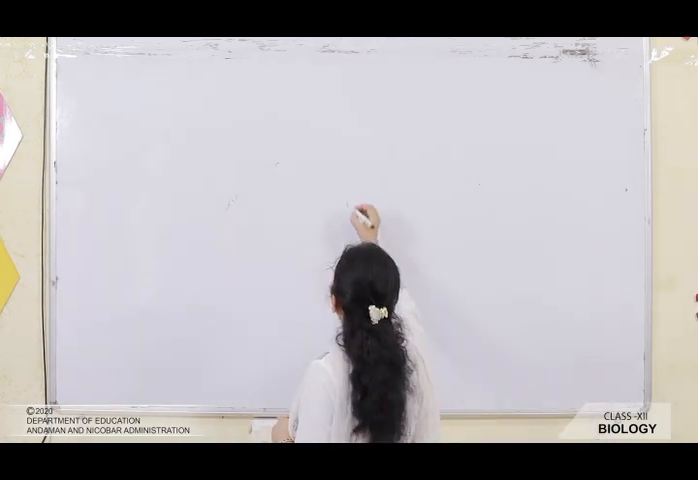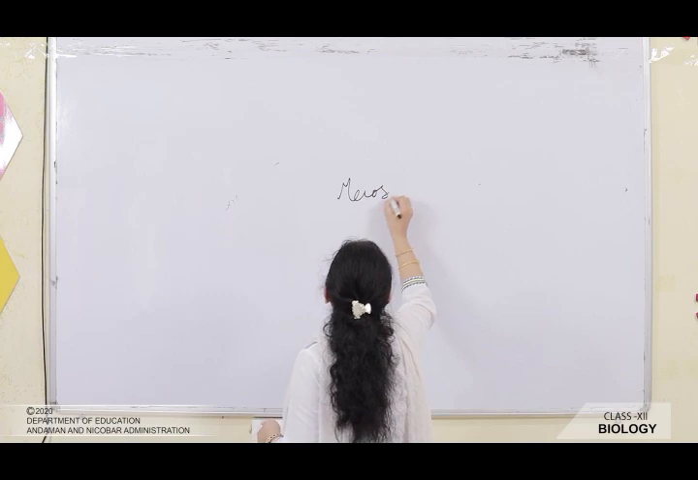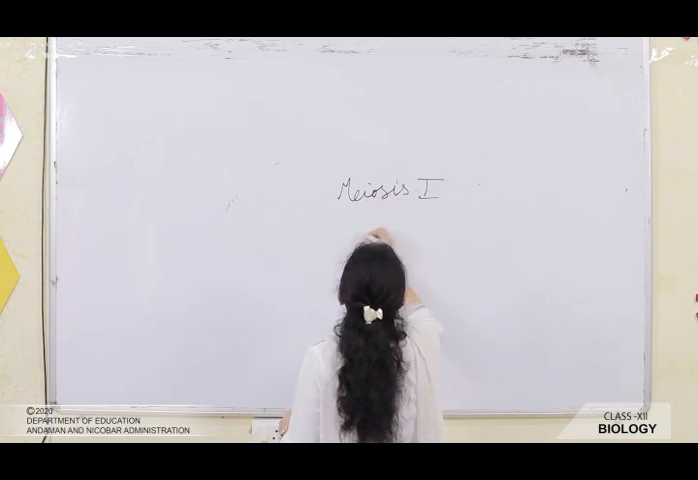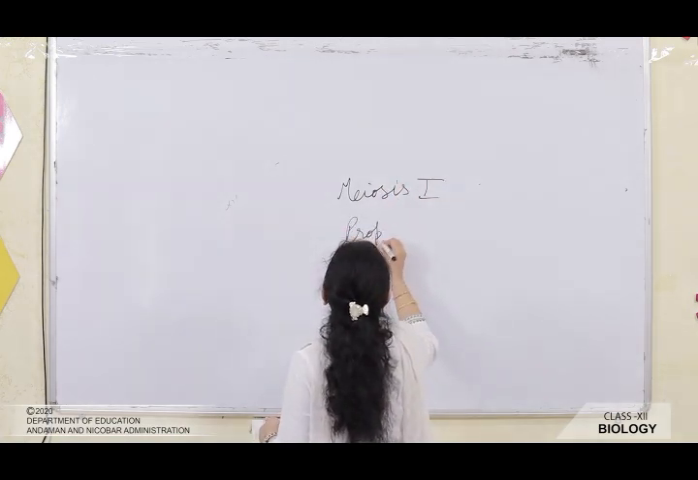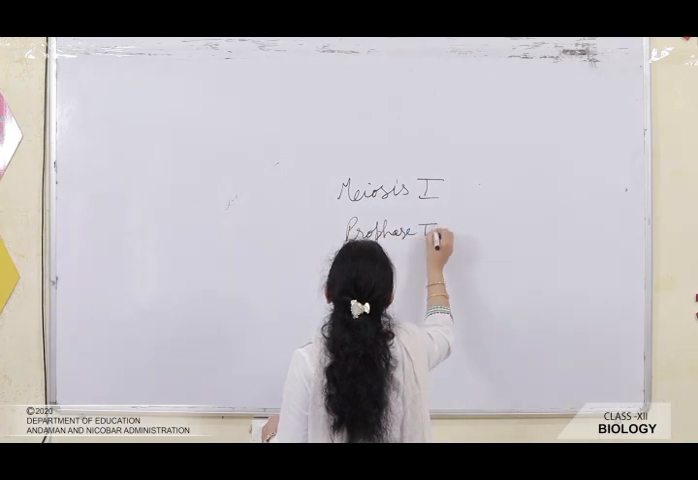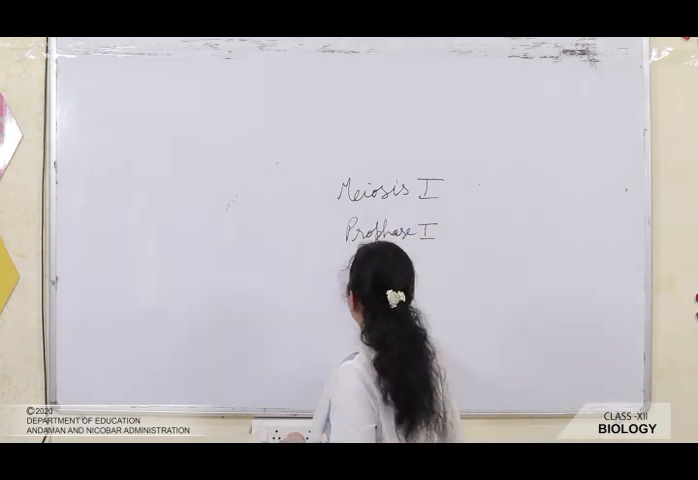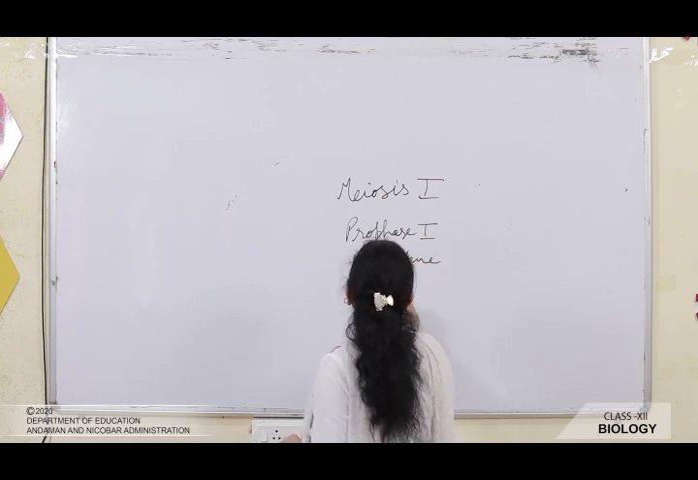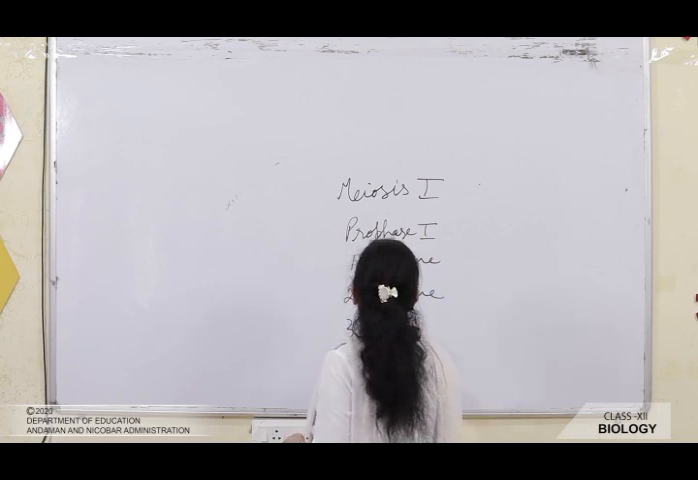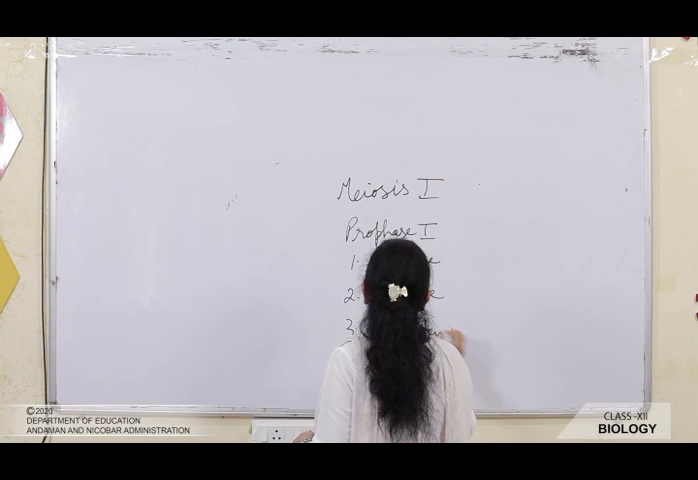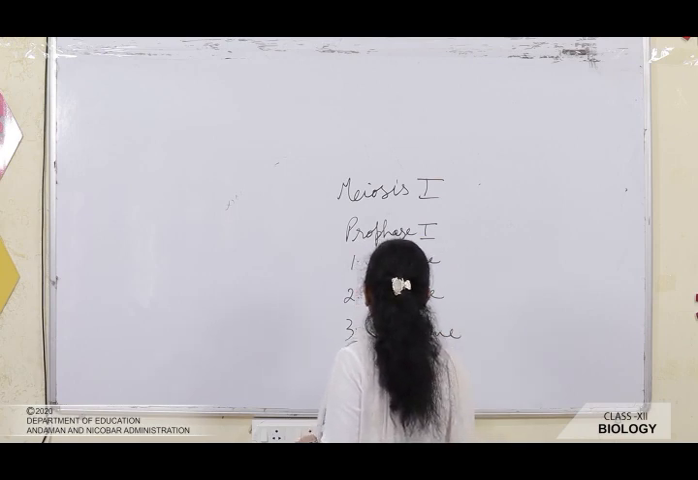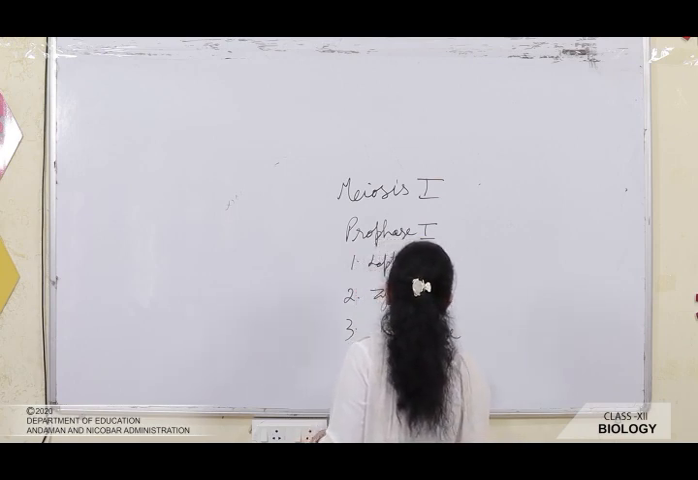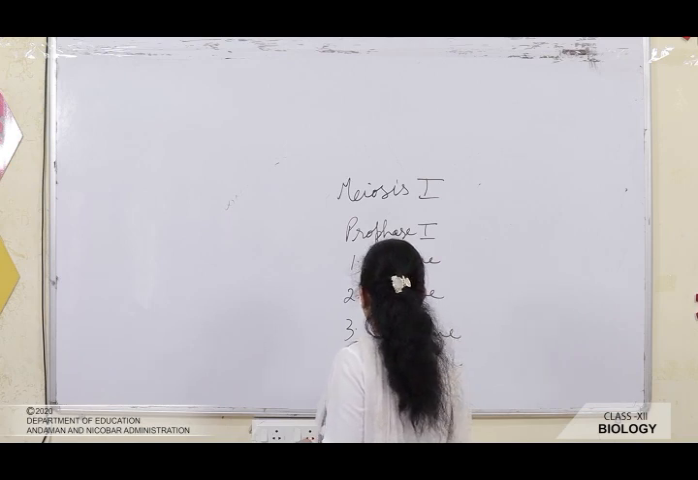The reason is that the prophase of meiosis 1, prophase 1, is divided into 5 substages: leptotene, zygotene, pachytene, diplotene and diakinesis.